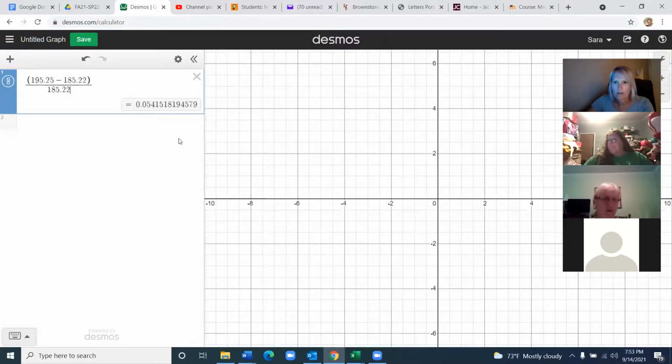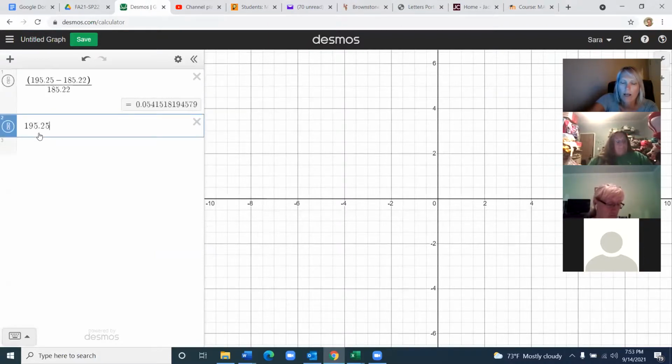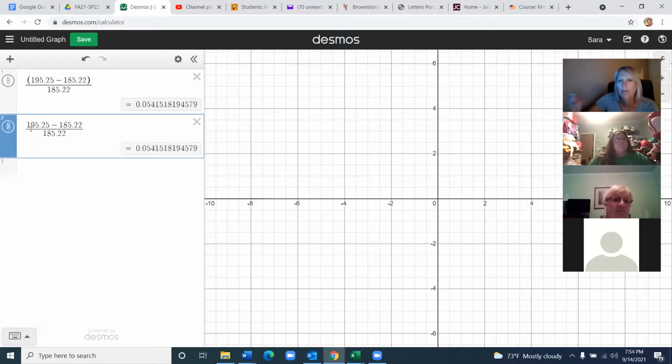So another way is if you know you're going to do a fraction, you could just do 195.25 and divide by the 185.22. It creates a fraction, then go up and do the subtraction of the 185.22. Sometimes I do that just so it will make the fraction right off the bat. But so this one, if you move that to a percent, it's 5.4% over, right? Which is not as much of an overestimate as the original estimate that he did in square inches, which was about 20% over.